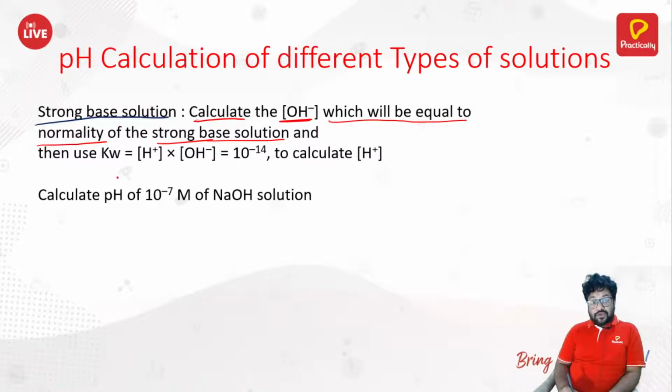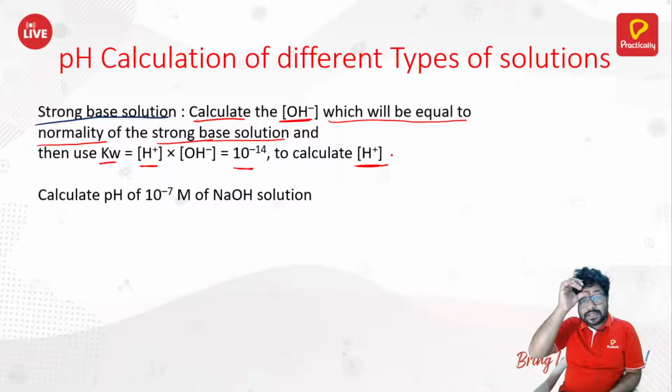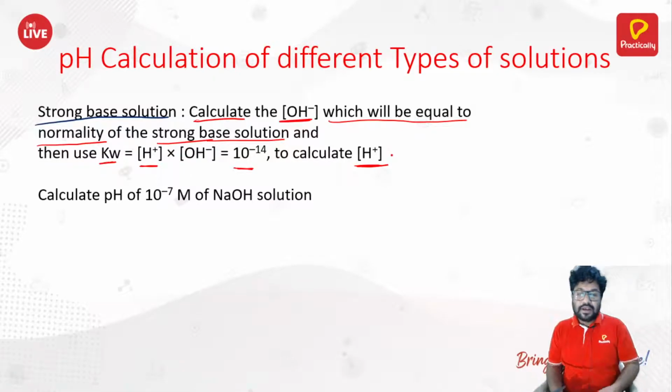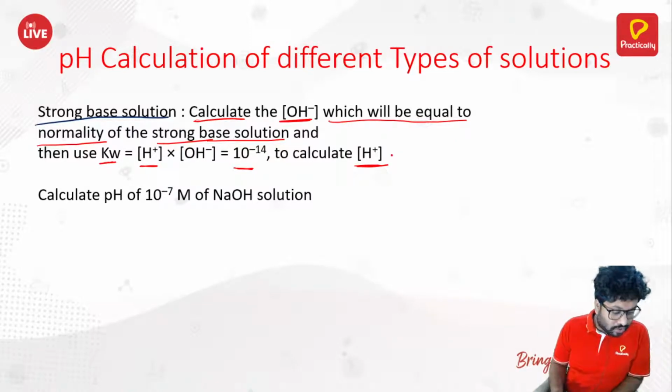And then you can use the relation Kw is equal to H plus into OH minus is equal to 10 raised to minus 14. That will help us to calculate the H plus. Once you get the H plus, you will surely get the pH. Once you get the pH, you can calculate the pOH also.